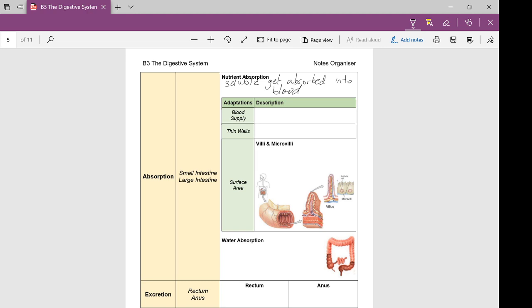our small intestine has. Well, first of all, we need to make sure that we have a constant blood supply, right? Because if we are absorbing food into our blood, dissolving food into our blood, we want a good blood supply to make diffusion faster.